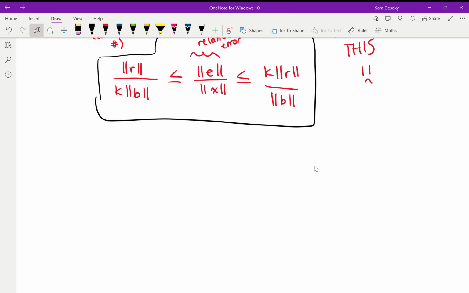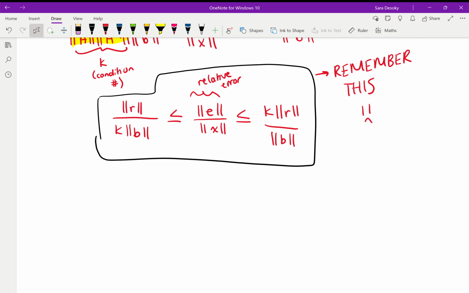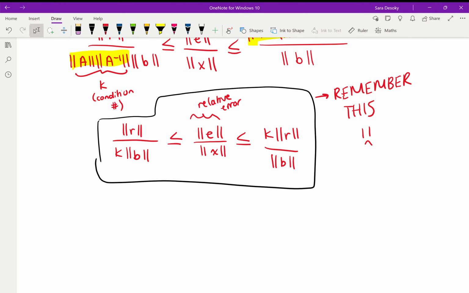I think it's important to see where this comes from. That's why I wanted to specify one. Ideally, it helps in understanding. But just remember what it is. Relative error of the unknown is sandwiched between kappa times the relative residual and 1 over kappa times the relative residual.